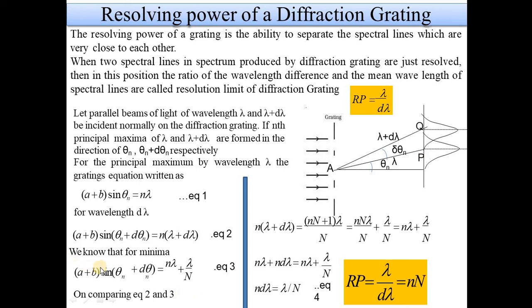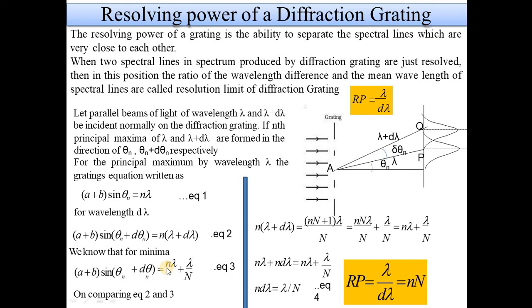(a + b) sin theta + d theta = n lambda. This is the condition for minima, and here it will be n lambda + lambda/N. What happens is that lambda/N is the additional path difference introduced for the minima at the point P. And (a + b) sin theta = n lambda is the condition for maxima.